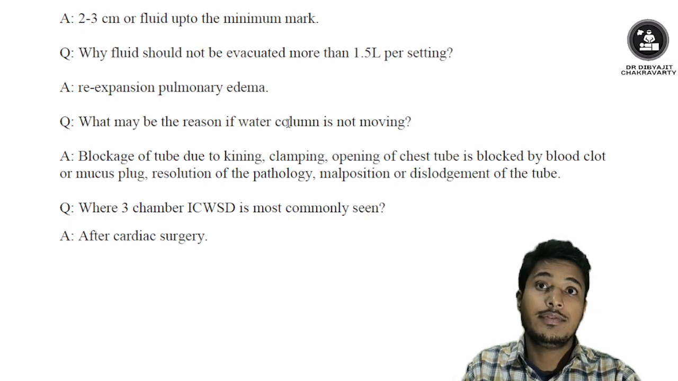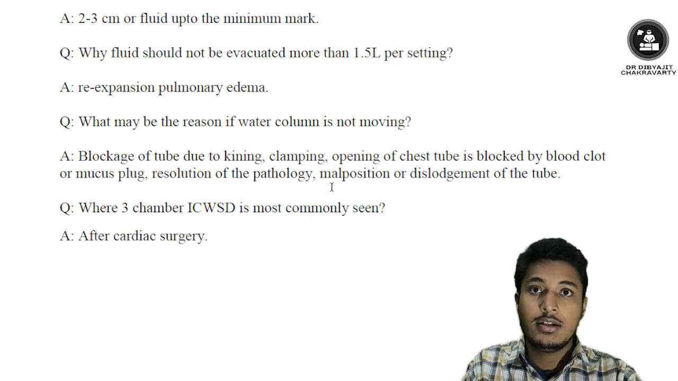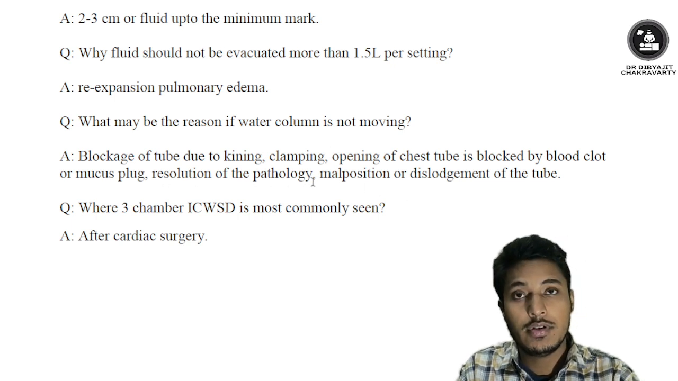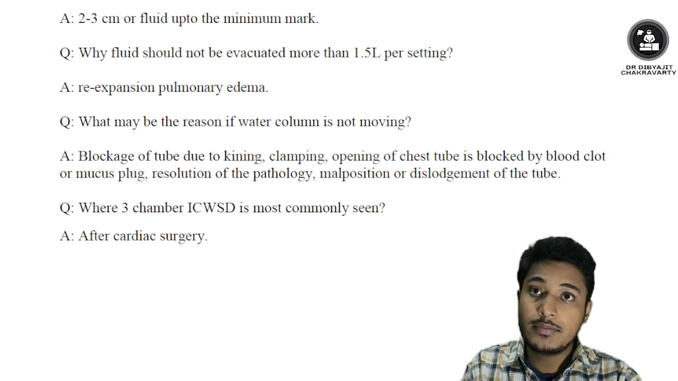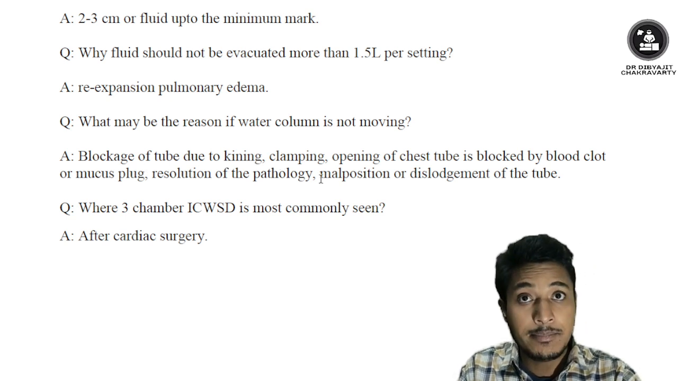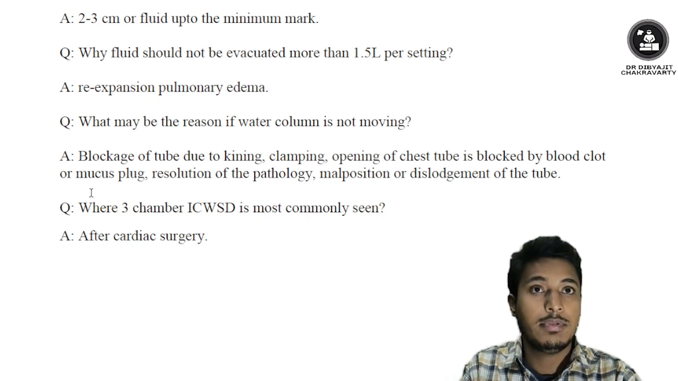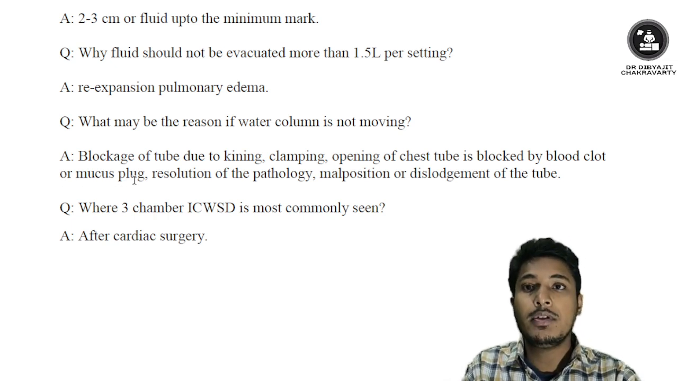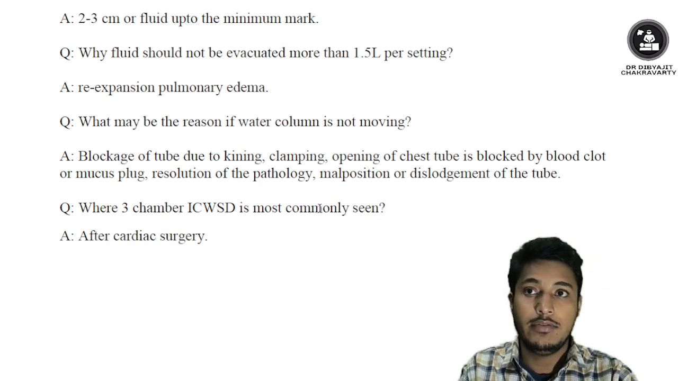What may be the reason if the water column is not moving? So first we have to think that the pathology for which we did the intercostal water seal drainage may be resolved, or there may be blockage of the tube. Blockage may be due to kinking, clamping, or the opening of the chest tube blocked by a blood clot in cases of hemothorax or hemorrhage from the intercostal arteries, or there may be a mucus plug or pus debris which may clog the drainage system, or there may also be malposition or dislodgement of the tube from the pleural cavity.